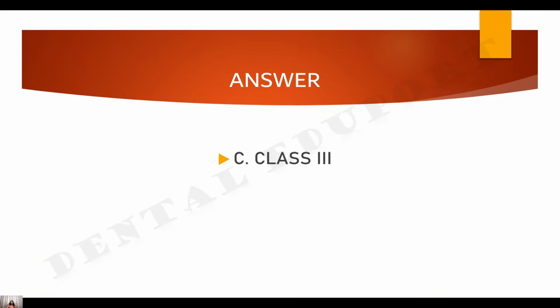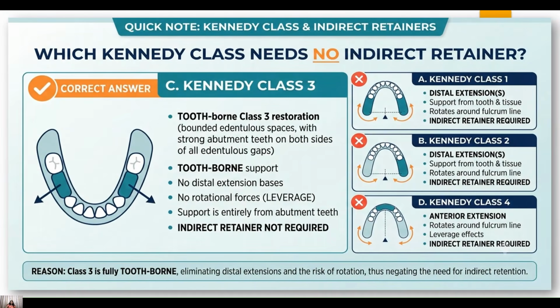So, indirect retainers are designed to prevent sticky foods from lifting a distal extension base away from the ridge. Because Kennedy class 1, 2, and 4 removable partial dentures have distal extension bases or anterior lever arms, they experience rotation around the fulcrum line and require indirect retainers. In contrast, Kennedy class 3 is a tooth-borne restoration bounded by natural teeth at both ends. Since support comes entirely from teeth, there is no rotational lever action, so no indirect retainer is needed.